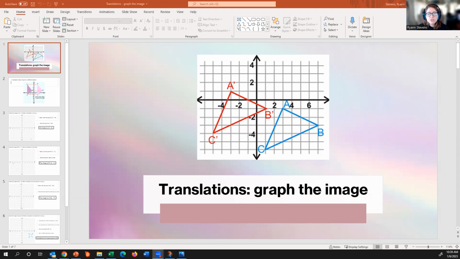So with translations, this is where we have a pre-image. In this case, our pre-image would be this triangle ABC. When we talk about the image, we're talking about what we have once we complete the translation and move those points. We can see here we have A apostrophe, B apostrophe, and that shows us that that's the new point after the translation has followed the rules.